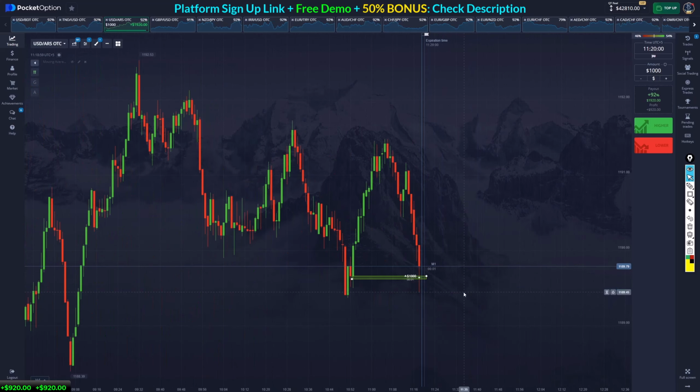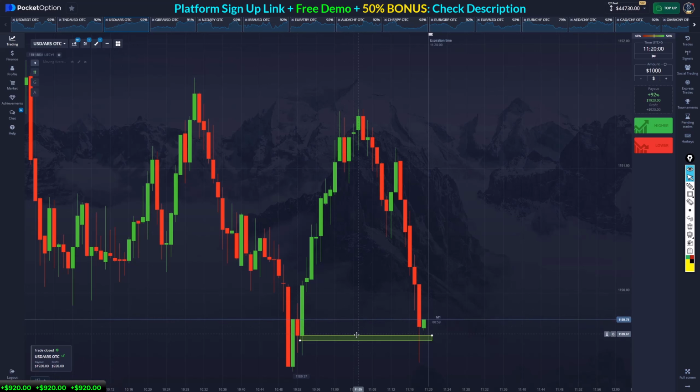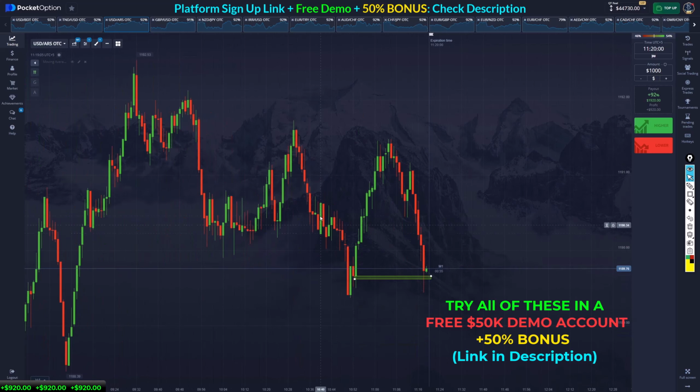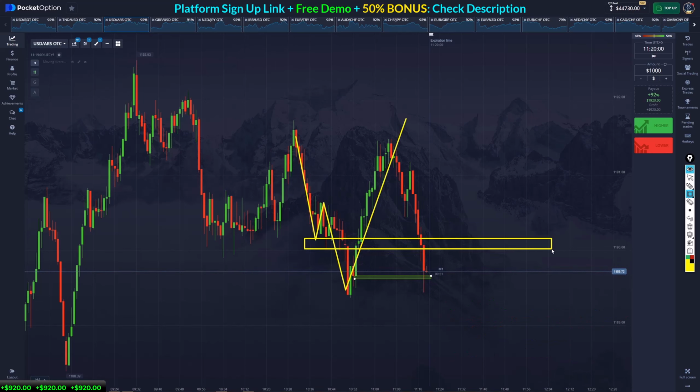Alright, so ABCs in general are basically supply and demand, right? So we have this ugly QM right here. This is the QM zone, and this is the entry, okay? This is the entry for us. The entry should always be below the initial zone of a QM, okay?